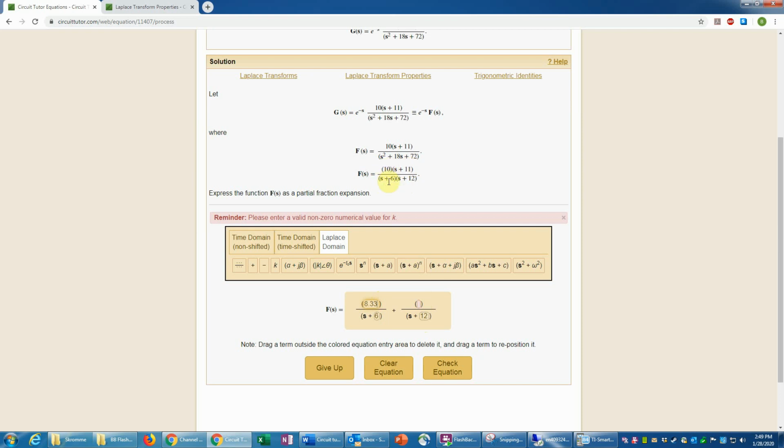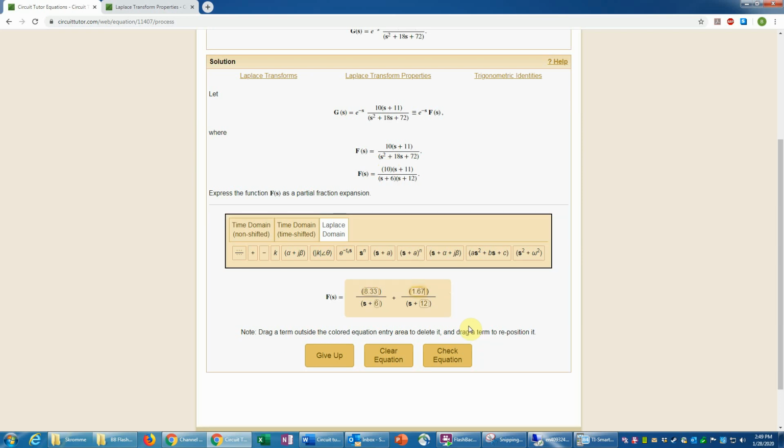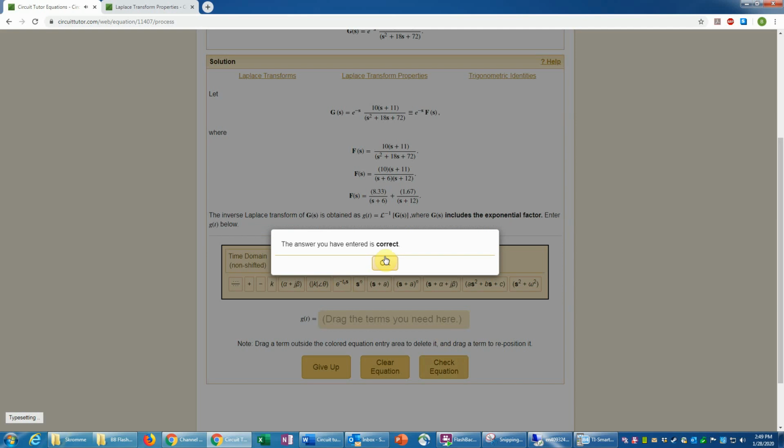And so I end up with 10/6, or reducing that, 5/3. And then I probably know that that's just 1 2/3, or 1.67, say, to 3 decimal places. And then if you want to check that, of course, you can multiply through, put this over a common denominator. So you'd have 8.33 times s plus 12 plus 1.67 times s plus 6. And then you can verify that when you add those, you would in fact get the original expression. Okay, so I'm going to check it here. That is correct.